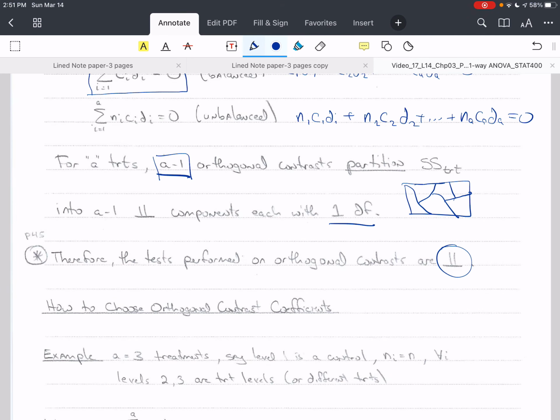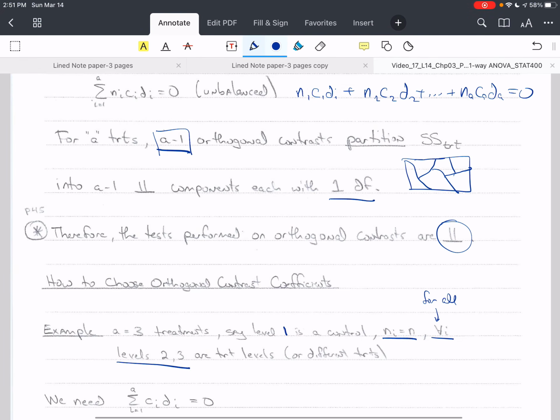So here's an example. Let's say that we have 3 treatments, and level 1 is a control, and we have equal sample sizes, Ni is equal to N for all i. That's what that symbol means, for all. It could also mean for each, but in this case, for all works well. Levels 2 and 3 are different treatment levels than the control. So we need the sum of Ci Di equal to 0.